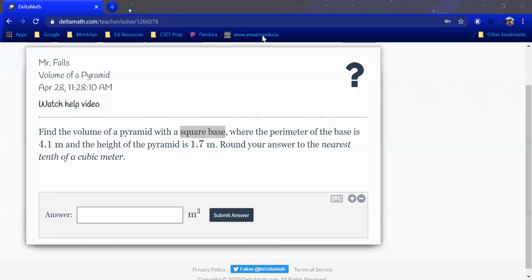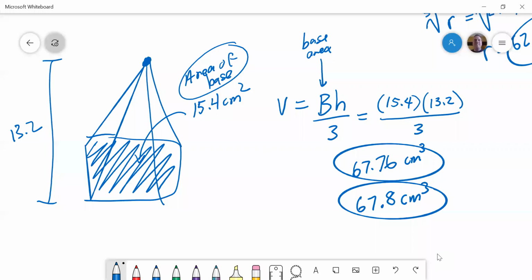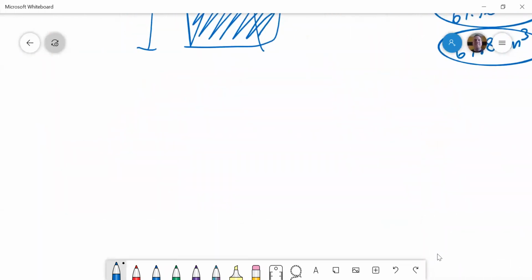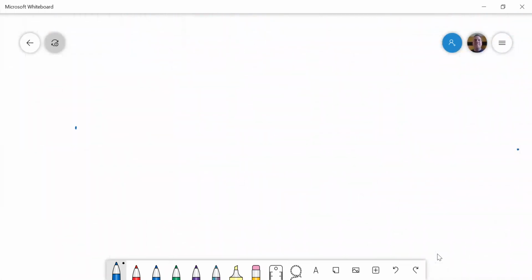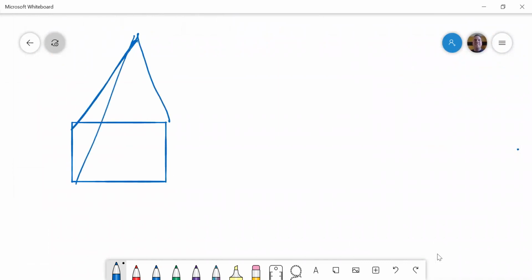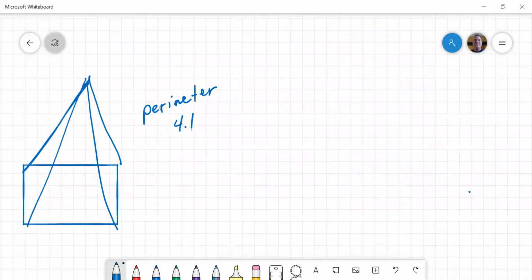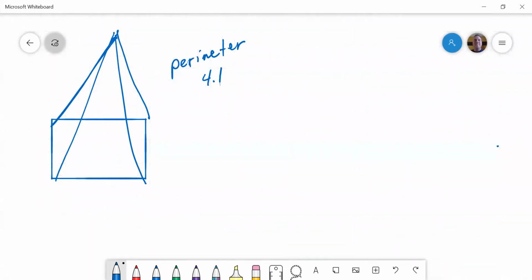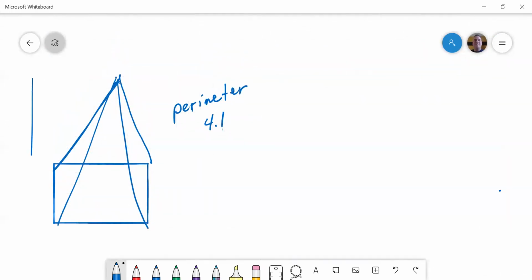Okay, so let's go to my whiteboard. There's our pyramid. It's a square base. It says that the perimeter is 4.1. And I already forgot the height, let me double check. It says the height is 1.7. So that's how tall it is, 1.7.